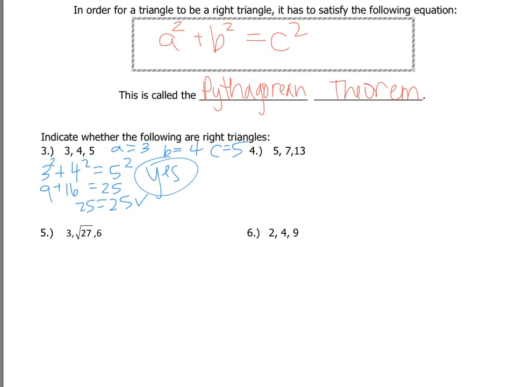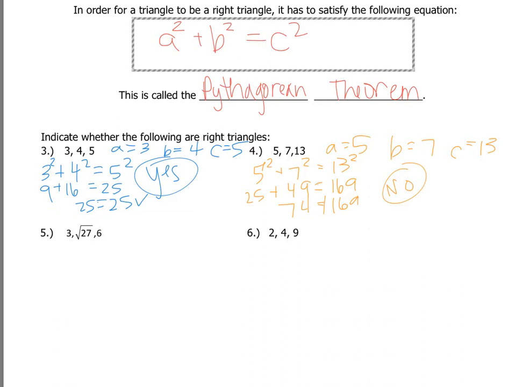Looking at the next one. A is going to be 5, B is going to be 7, C is going to be 13. So is 5 squared plus 7 squared equal to 13 squared? 5 squared is 25, 7 squared is 49. Does that equal 169? Well, 25 plus 49 is 74, which does not equal 169, so no.